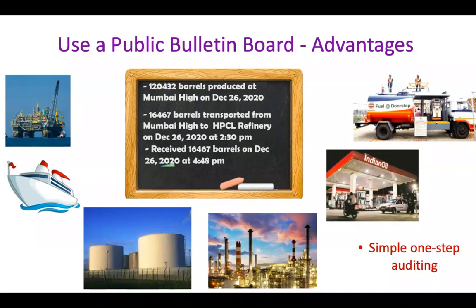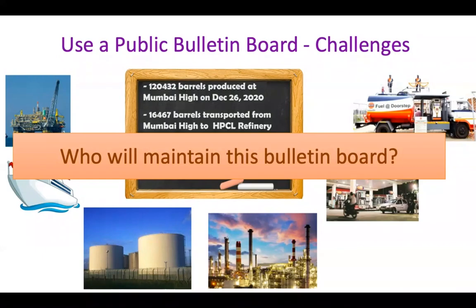So then the question comes: who will maintain the bulletin board from these entities? Is it the crude oiler? They are able to add the information, but who will create it, who will maintain it, where will it be maintained? If it is maintained at a particular location, whether it will be securely stored or not, who will take care of that? Isn't it?